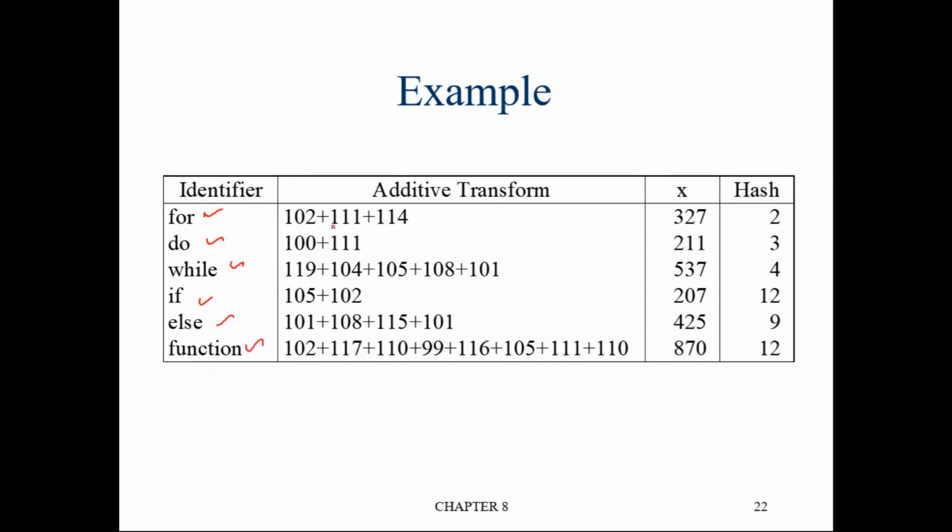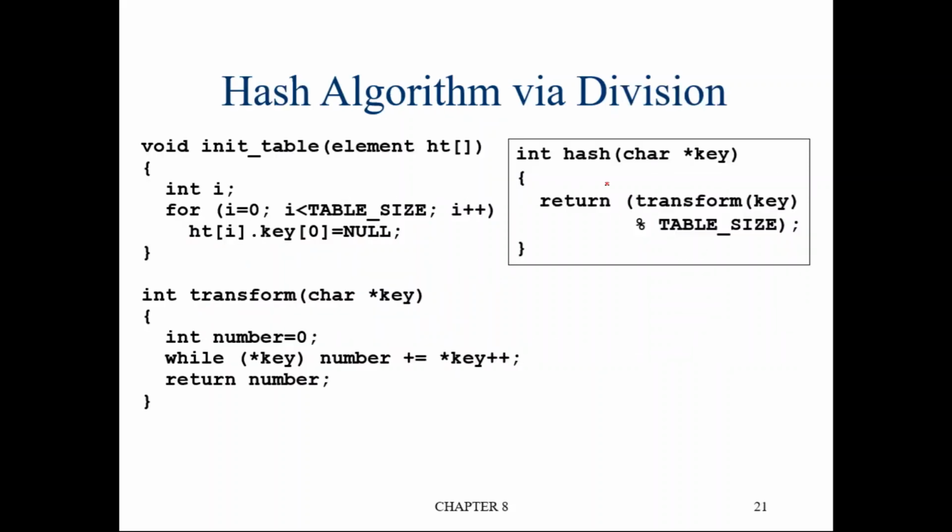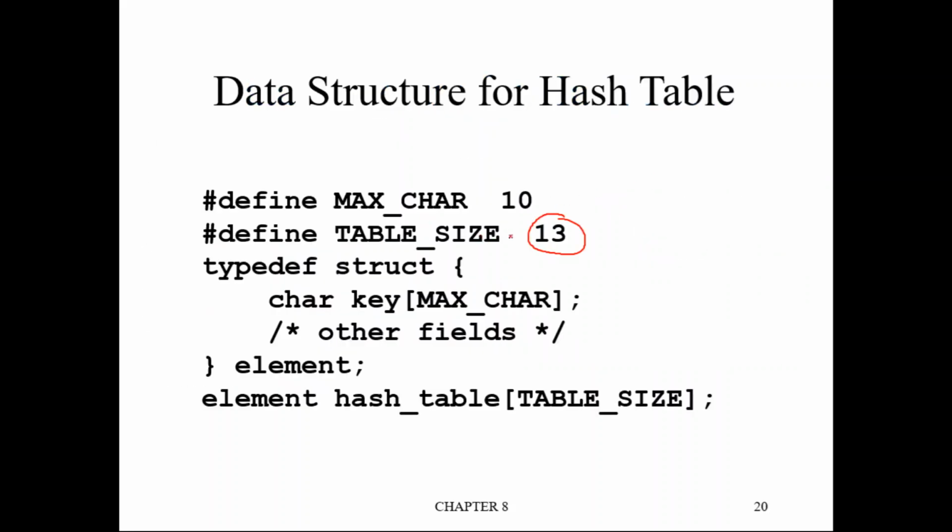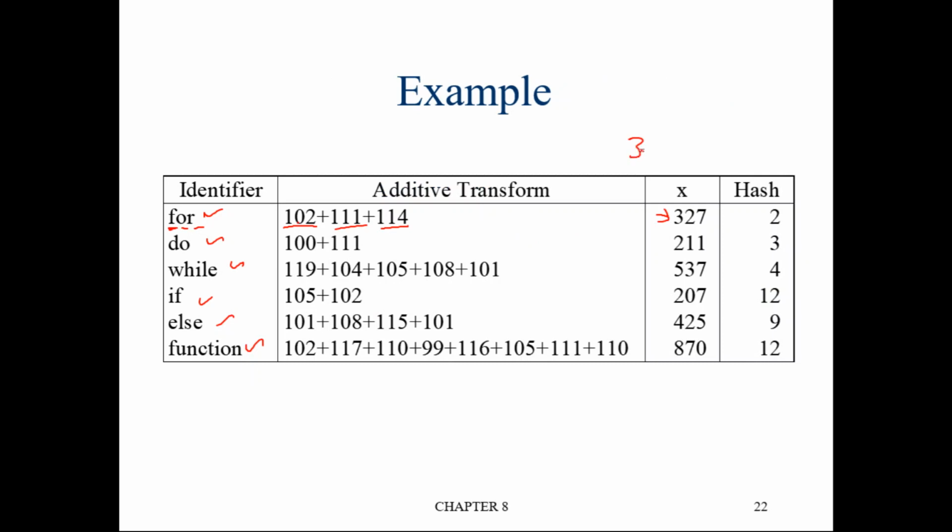Now, how these values are calculated: this 102 is nothing but the ASCII value of F, and this 111 is nothing but the ASCII value of small o. This 114 is nothing but the ASCII value of R. All these were added, and as a result what you get is 327. This is X. Now the hash table size is 13, so what we are doing is 327 modulo 13, which is nothing but 2.